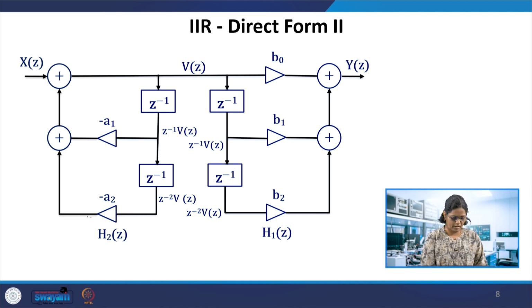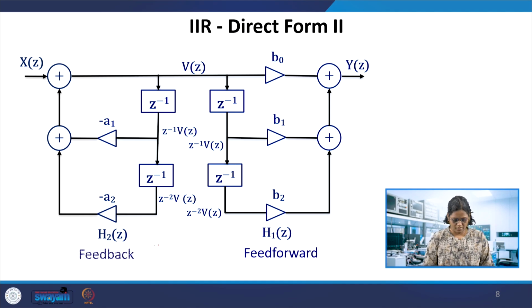Then delay twice, and this is H2 of z, and the same v of z is delayed further, and b naught as such, and b1, b2. This is the numerator polynomial H1. So now these two are exchanged here. This is the feed forward one, and this is going to be the feedback structure. The feed forward, which was on the left side, has now become the right side, and the feedback part, which was on the right side, has become the left side. Still you can see v of z is the same point which we are tapping twice through the delays.